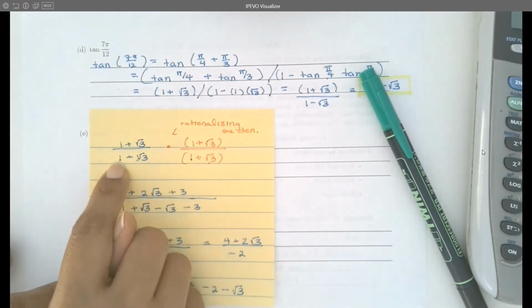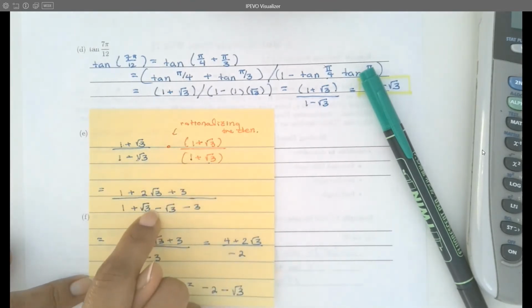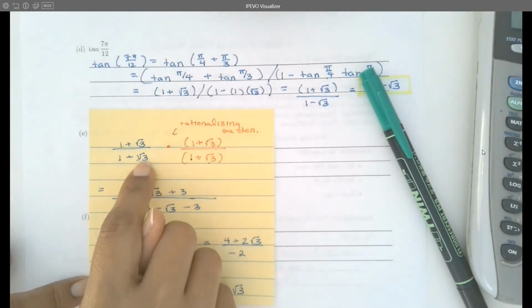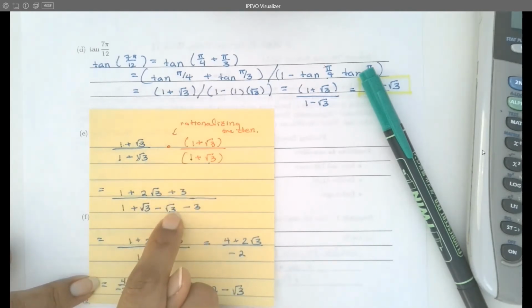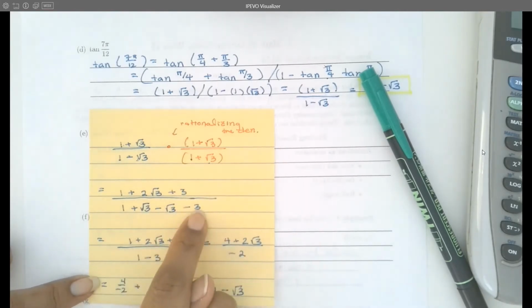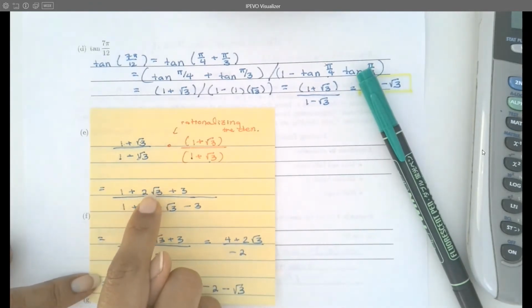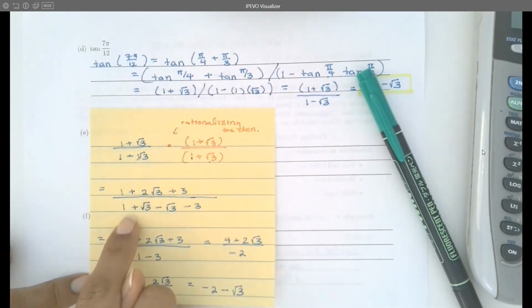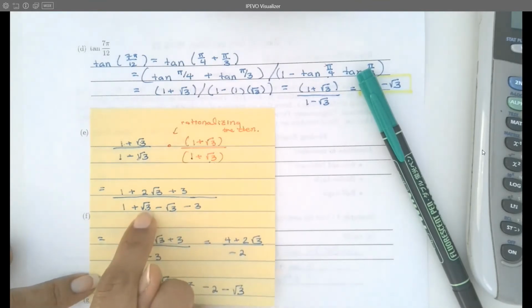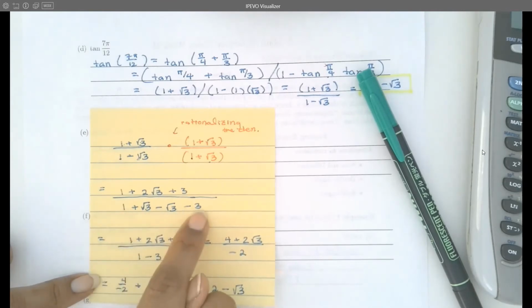In the denominator, 1 times 1 will give us 1. 1 times a radical 3 will give us a positive radical 3. Then negative radical 3 times 1 will give us the negative radical 3. Negative radical 3 times radical 3 will give us a negative radical 3 squared, which is just 3, so minus 3. If we combine the like terms in the denominator, the plus radical 3 and negative radical 3 are going to cancel out, leaving us 1 minus 3, so that's this here.